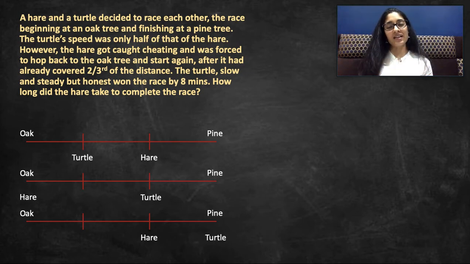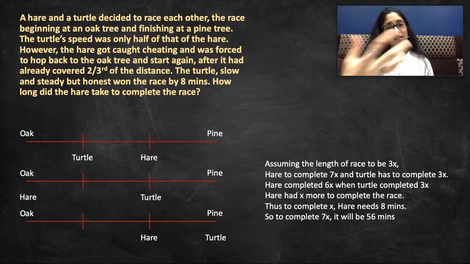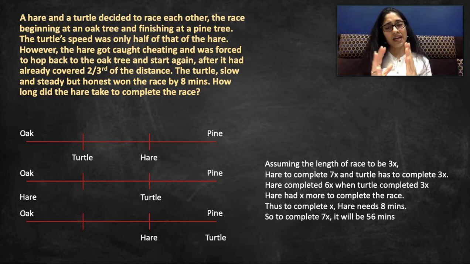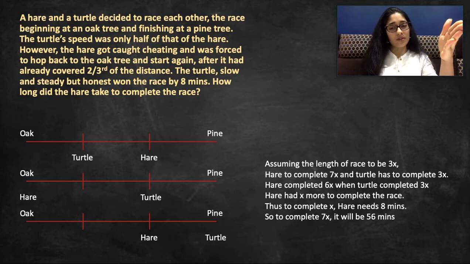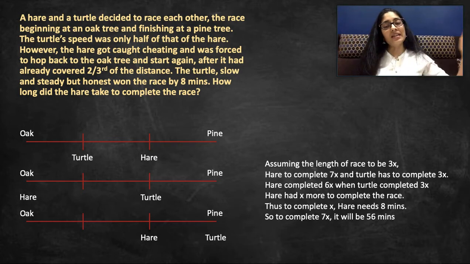Now let's understand this in terms of the distance covered. Assuming the length of the race to be 3x. Now if I just consider the hare, let's see the total distance that the hare has to travel. 2x forward, 2x back, and then 3x to complete. So 7x is the total distance, whereas the turtle has to complete 3x.